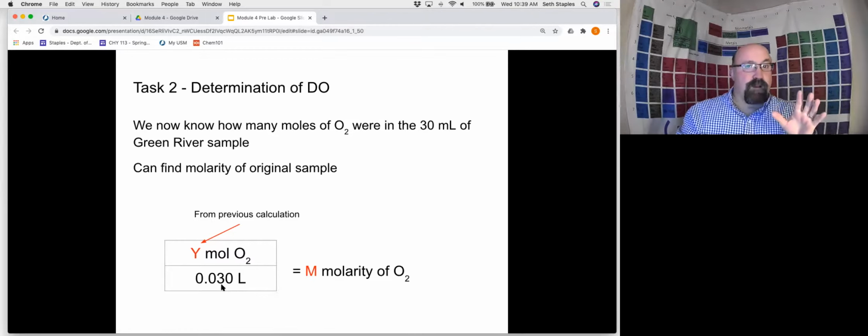So now we're getting somewhere. This molarity is a concentration, right? And that's ultimately what we're looking for. We want the concentration of O2. So this now gets us to at least a concentration. Tells us what the molarity of O2 was that had to have been present.